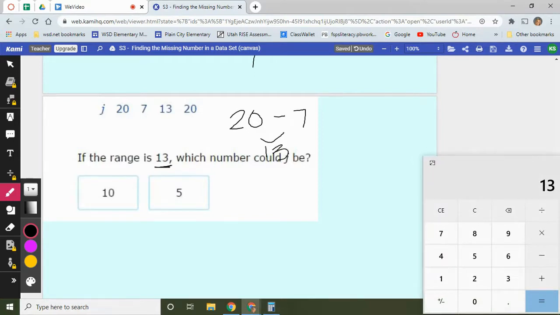So let's look at this. If I put in a 10 for this missing number, does that change my greatest or my least number? Nope. But what if I put in a 5? Does that change my greatest or least? Yeah. My least number now wouldn't be a 7, it would be a 5. So that would not give me a range of 13. So it can't be a 5. I have to choose a 10.